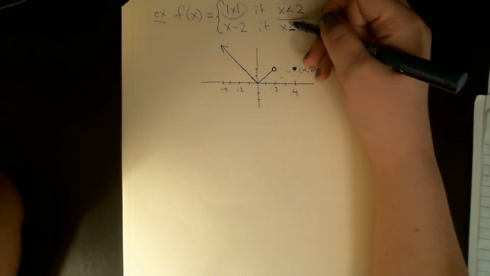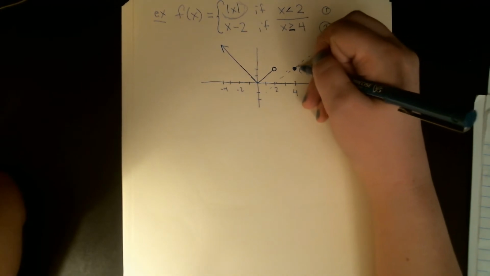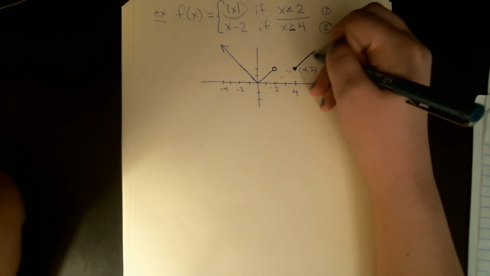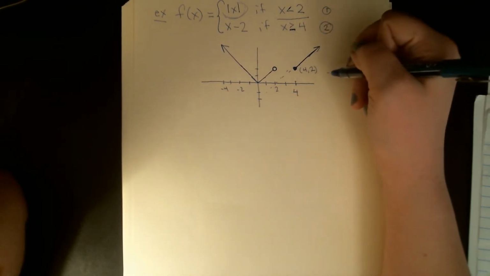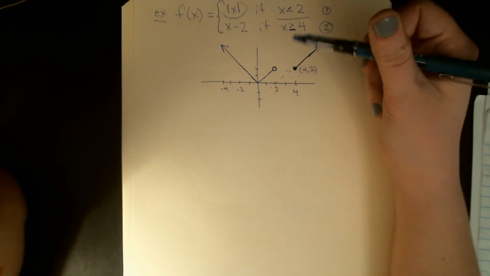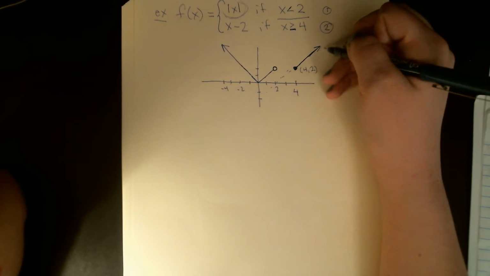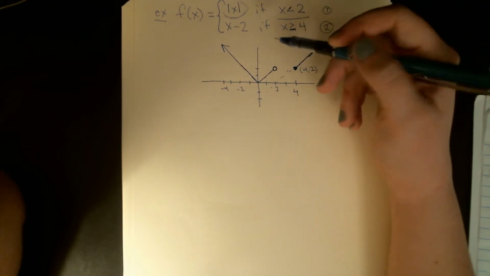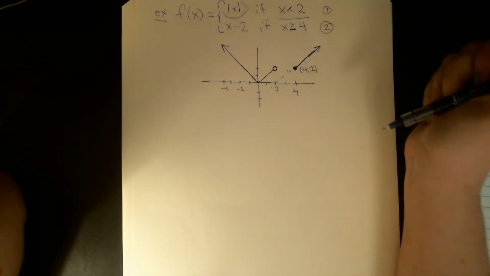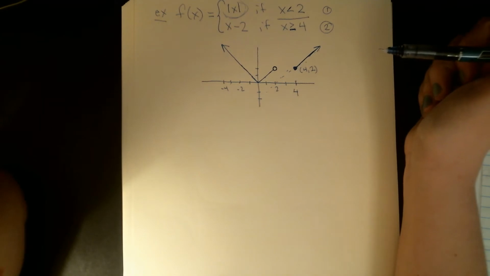Other than that, I want only x greater than 4, so I'm going to keep the right-hand side of this graph. Again, this is just my line with a slope of 1, so it's going to go through (5, 3), (6, 4), and so on. These two pieces put together make up my function f of x.